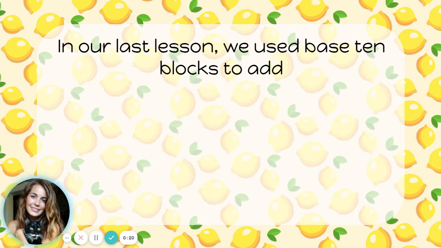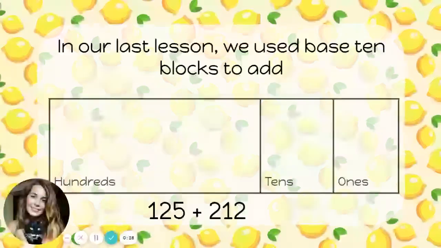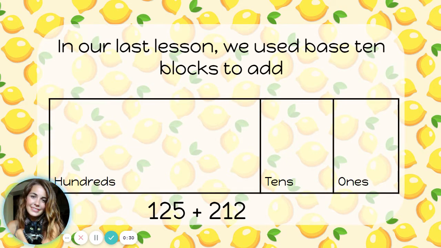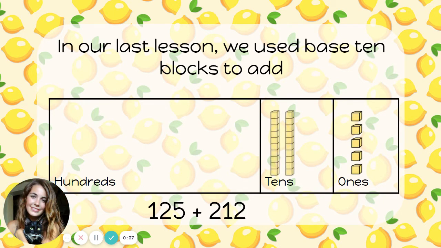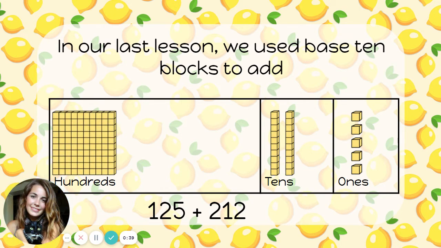In our last lesson, we used base 10 blocks to add. We added 125 plus 212. We started by making the first number with base 10 blocks. 125 has 5 ones, 2 tens, and 100. Then we added the second number to it, keeping all of our ones together, all of our tens together, and all of our hundreds together.